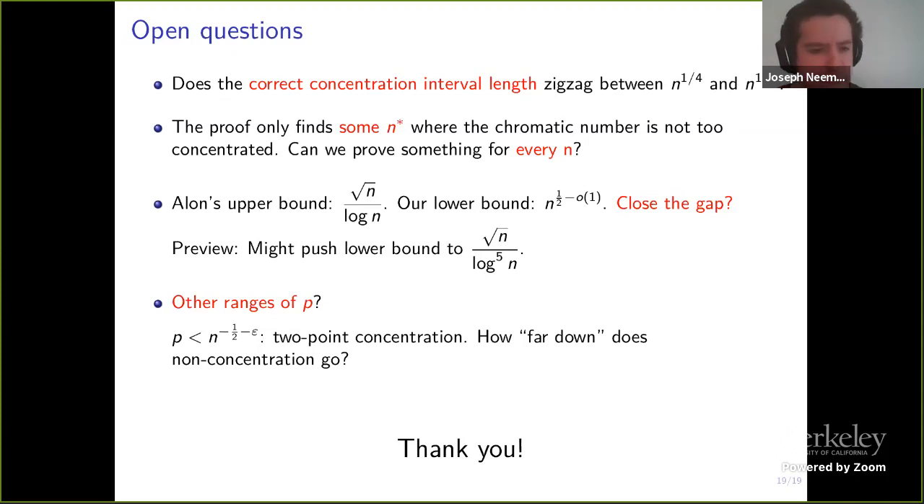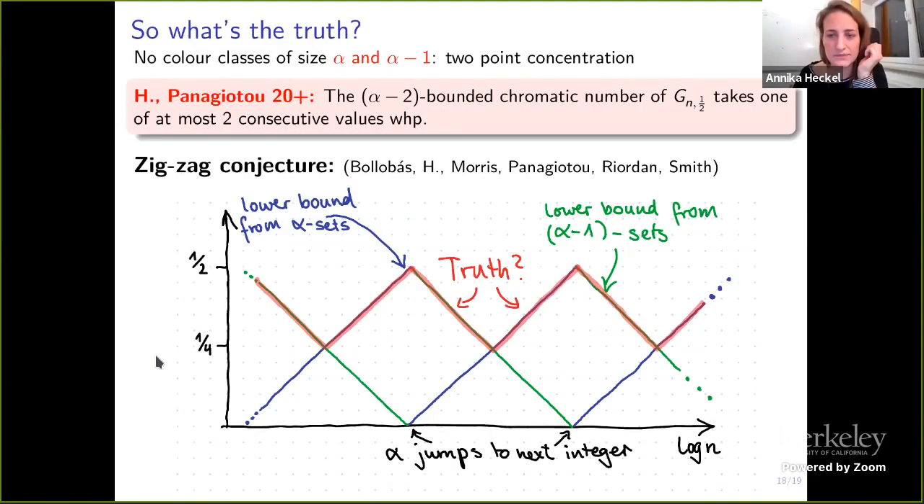Could I clarify something about the zigzag conjecture? Sure. So if you could go back to the slide, sorry. Yes. So you said here there's a lower bound for alpha sets and a lower bound from alpha minus 1 sets. You're not saying you actually have a lower bound? No. I mean, both of these are conjectures. This one we have verified for some n, where we don't know which ones they are.